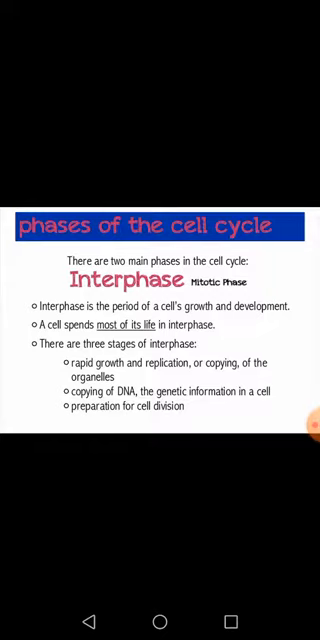Okay. And in a cell cycle, from when a cell is formed till it undergoes cell division, in that particular time duration there are generally two phases: interphase and mitotic phase. Interphase is the phase in which the cell is growing, developing or becoming mature to undergo cell division. So this phase is referred to as interphase. Interphase is a period of the cell's growth and development, and a cell spends most of its life in interphase, meaning division is the last process.